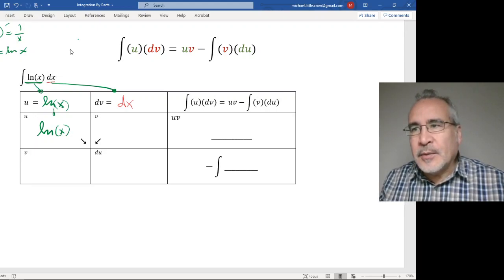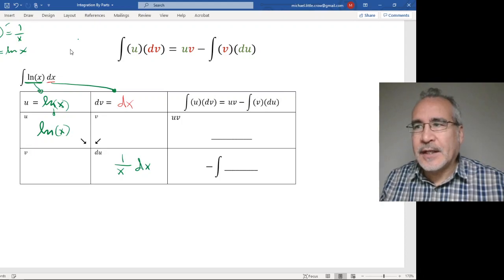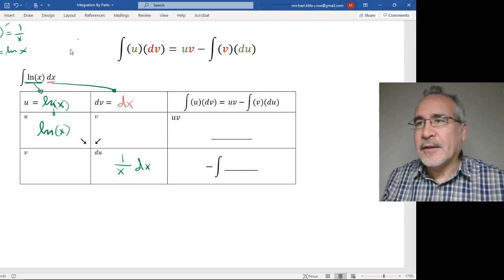So for the u, we're going to come down here and take its derivative. So what's the derivative of natural log of x? We did that up here, it's 1 over x dx, because we took a derivative, right? And we're going to need that because you're going to see it's going to go over here. Okay, see, the du becomes over here. So this is where the pieces are going to come together.